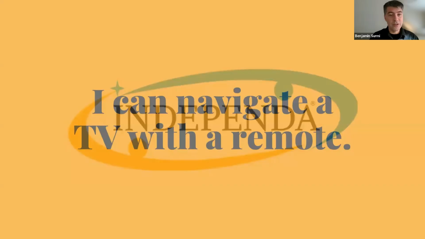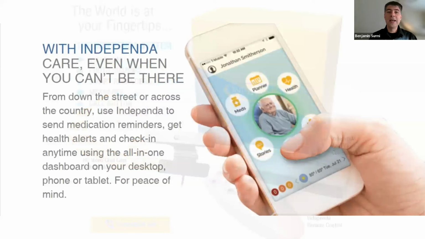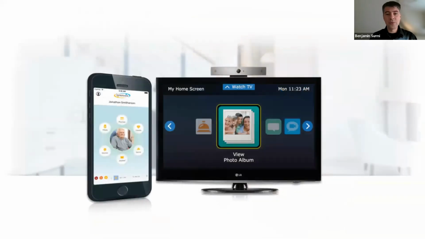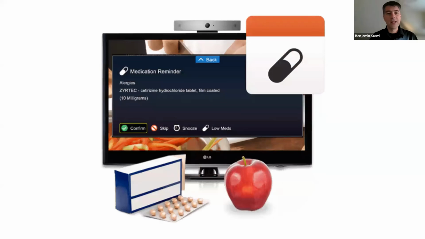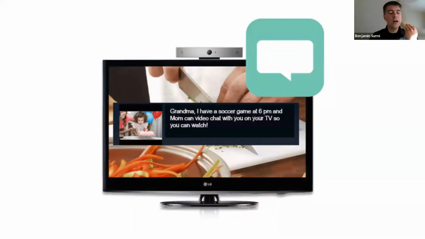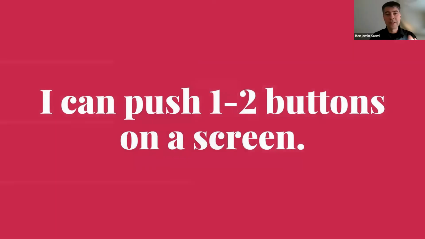If someone can still use a TV remote, then something like Independa is great, because with a TV remote, they can watch TV, they can get messages from their family, they can have medication reminders, they can have basically two-way voice calls right from their TV. Exceptionally helpful.